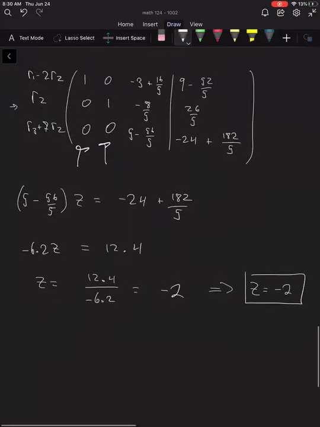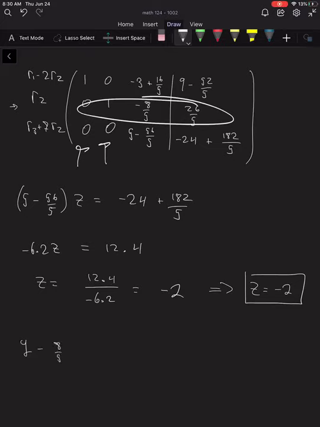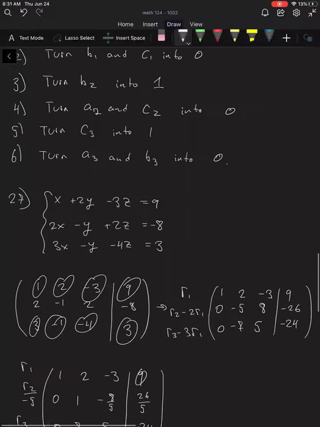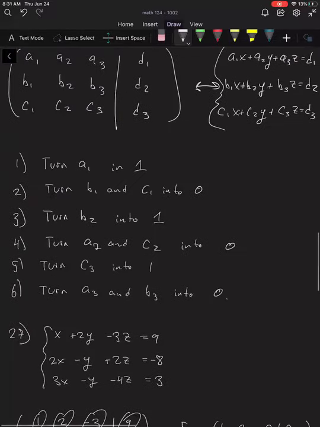So now let's look at our second row. What does this second row mean? This means that we have 1y minus 8 over 5 z is equal to 26 over 5. So basically what we're doing now is we're stopping at a step up here, where we turn the third row's leading entry into 1. We don't necessarily need to make everything above that 1 a 0. So basically we're just taking a little shortcut.